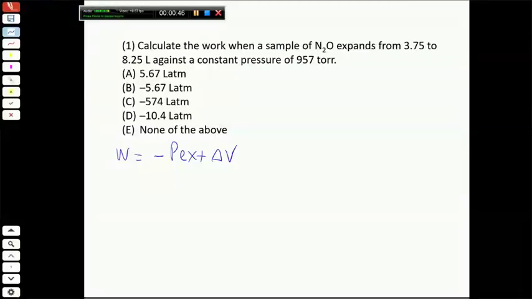We have to be a little bit careful with units in these problems as always. So we look at the answer choices here. They're all given in liter atmospheres, which is not the most conventional unit for work or energy, but certainly could be used, and that's what we're using here. So the unit tells us that our delta V needs to be in liters, and then our pressure needs to be in atmospheres. So those are the two conversions we have to keep in mind.